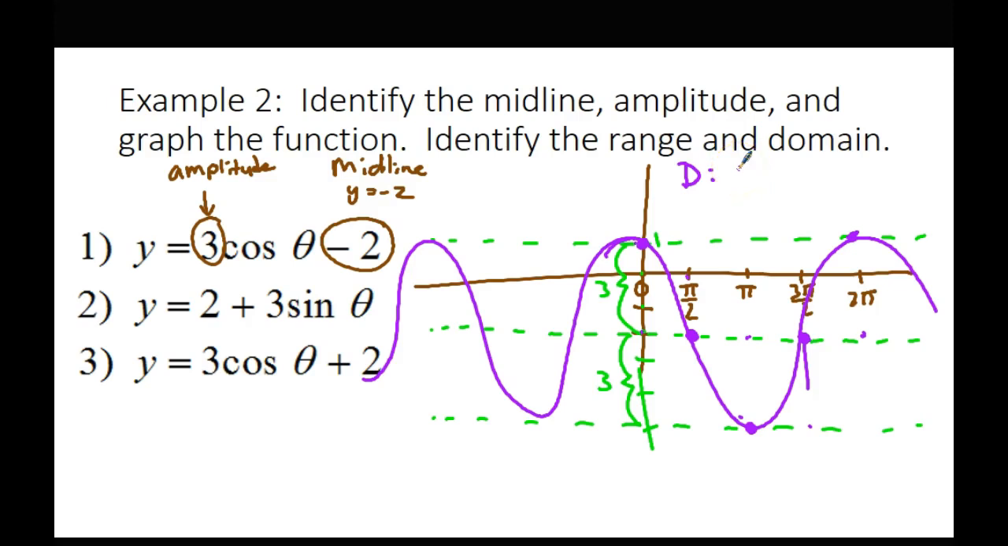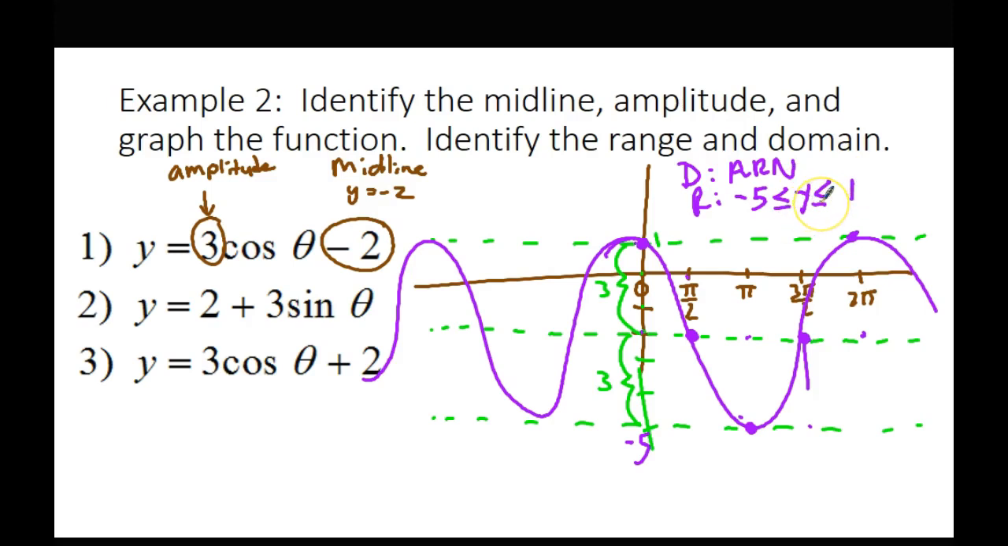What are the possible values of x? All real numbers. The range: what y values is it bouncing back and forth between? That's right, it goes from 1 to -5, right? So it goes from -5 is less than or equal to y, which is less than or equal to 1.